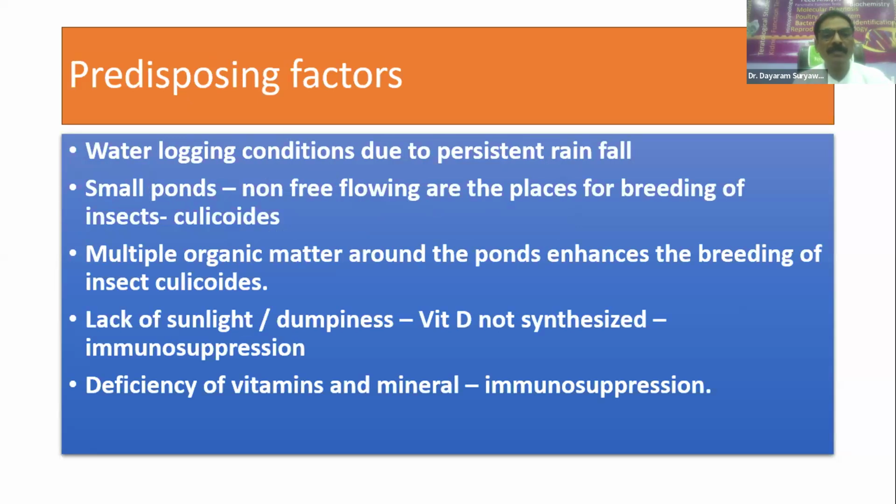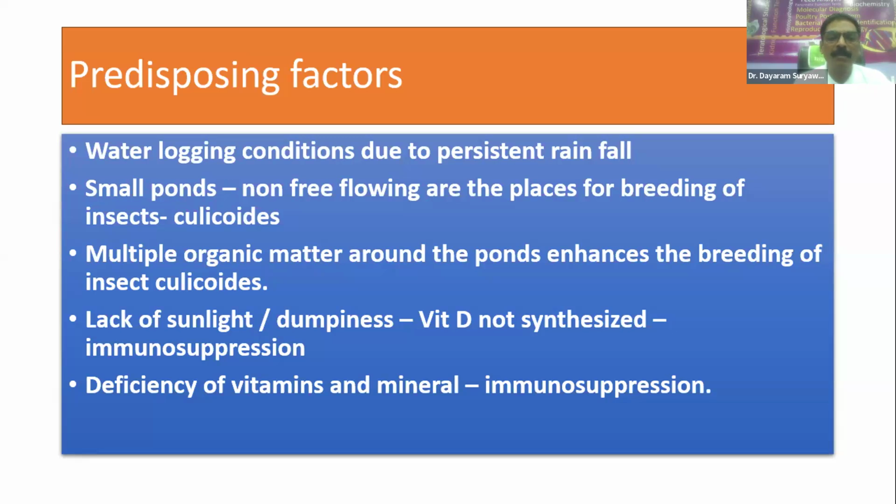Predisposing factors play a very important role. Nowadays we are seeing heavy rainfall in every part of India, and it is the most ideal environment for the vectors, that is culicoids. Whenever there is waterlogging due to persistent rainfall, small ponds develop with non-free-flowing water, an ideal place for the breeding of the insect culicoids. Multiple organic matter around the ponds enhances the breeding of culicoids.